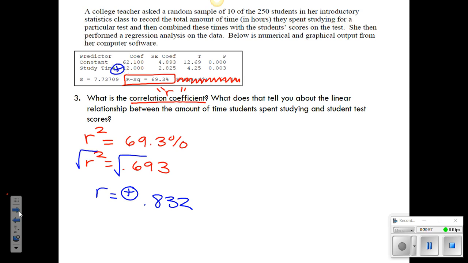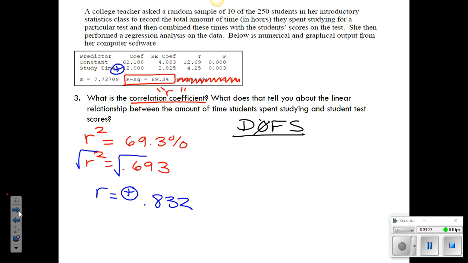Okay, so I have a question. How are we going to assess the linear relationship between these two variables, given that the correlation is 0.832? What do we use to help us do that? DOFs. You guys remember DOFs? D stands for direction, O outliers, F form, S strength.